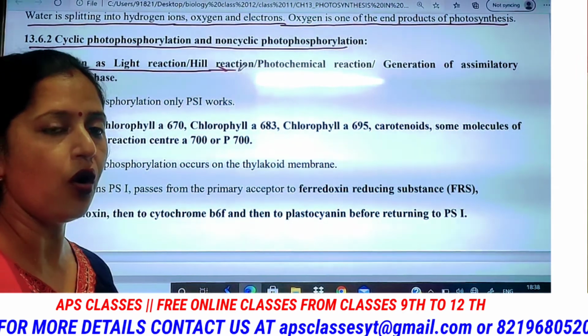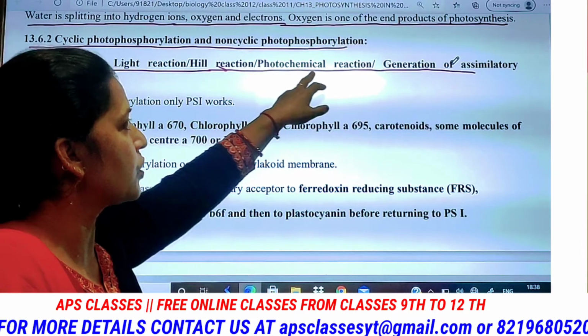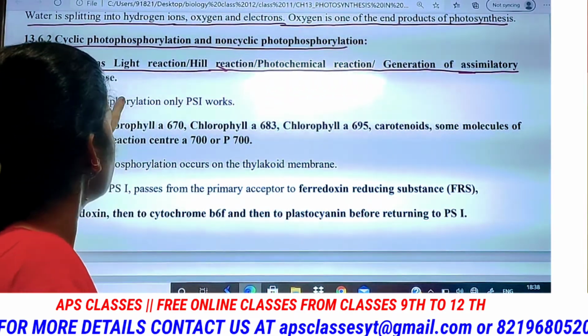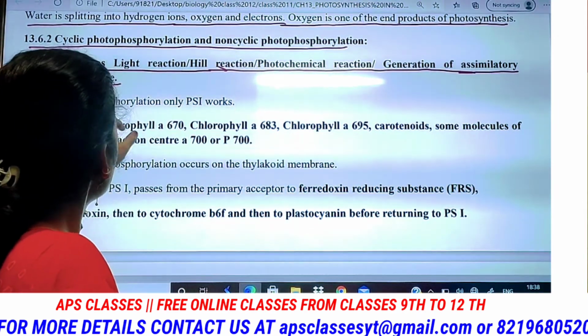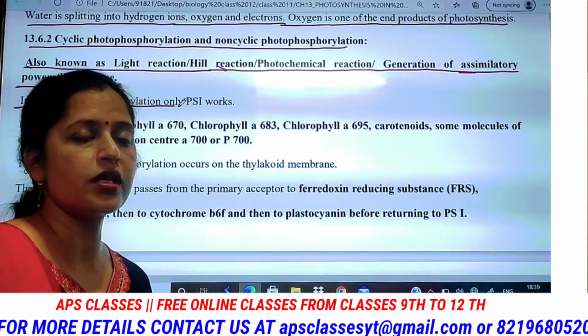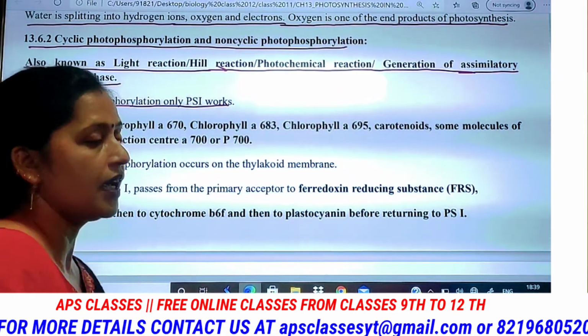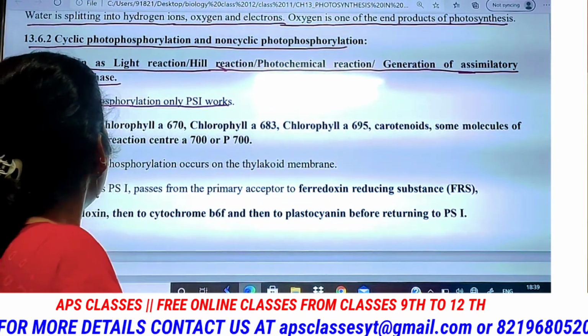Mostly, this is also given other names: the light reaction, Hill reaction, photochemical reaction, generation of the assimilatory powers, as well as photophase. In cyclic photophosphorylation only photosystem 1 works. If we look at cyclic photophosphorylation, only and only photosystem 1 works.